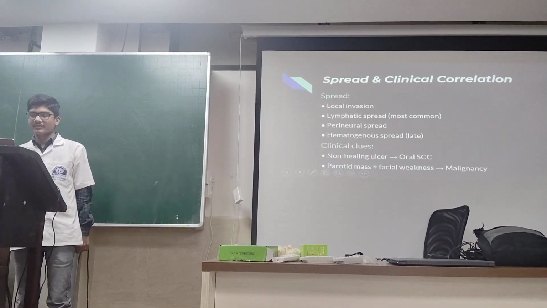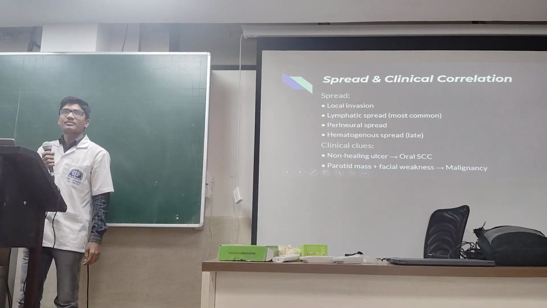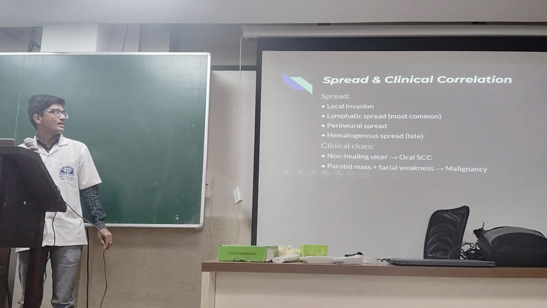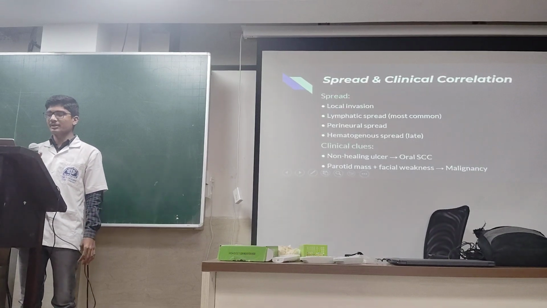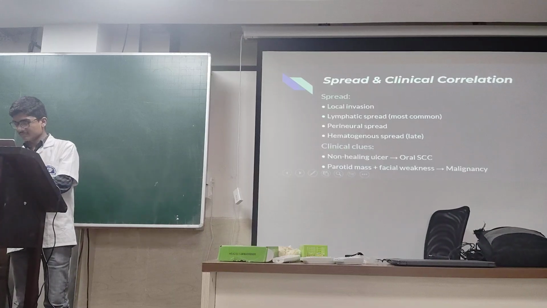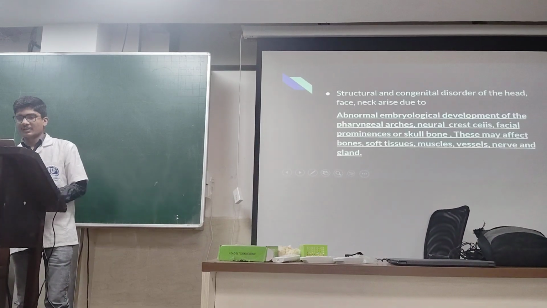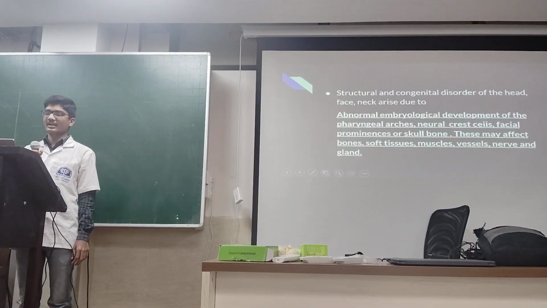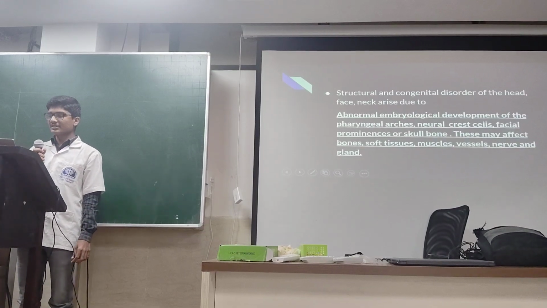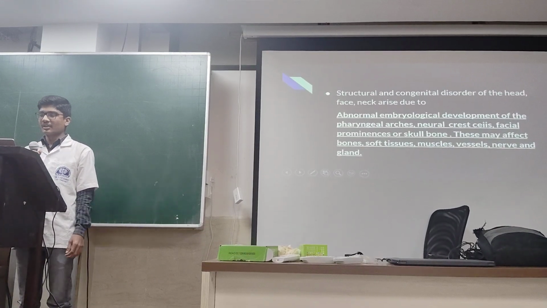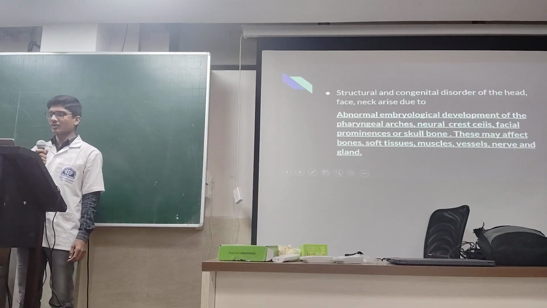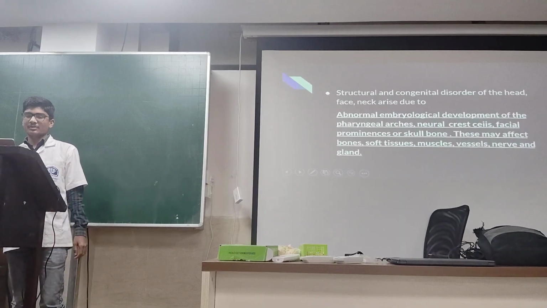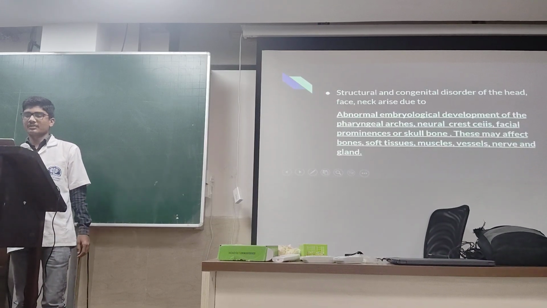I will present the structure and congenital disorders of the head and neck. These arise due to abnormal embryological development of the pharyngeal arches, neural crest, facial prominences, or skull bone. This may affect the bone, soft tissue, muscle, vessels, nerves, and glands.